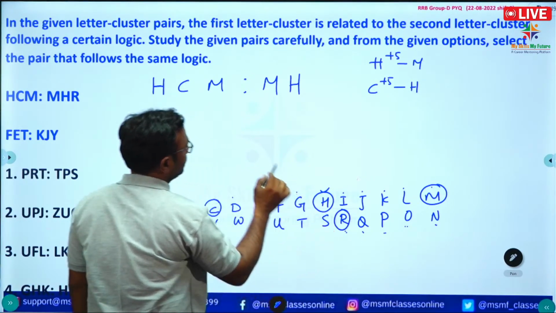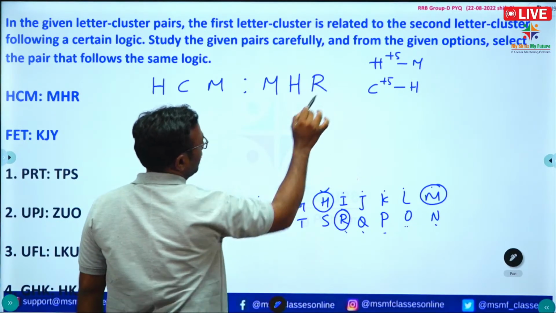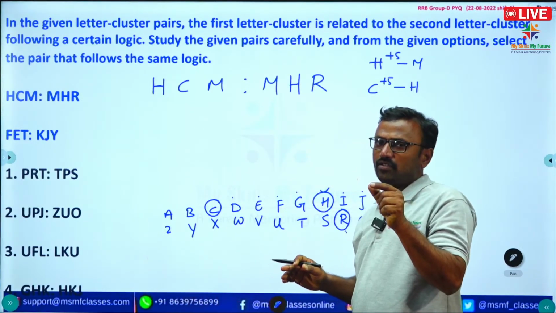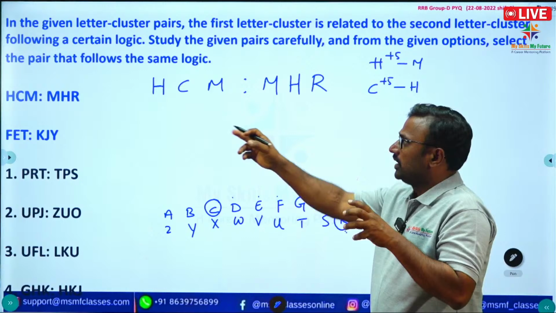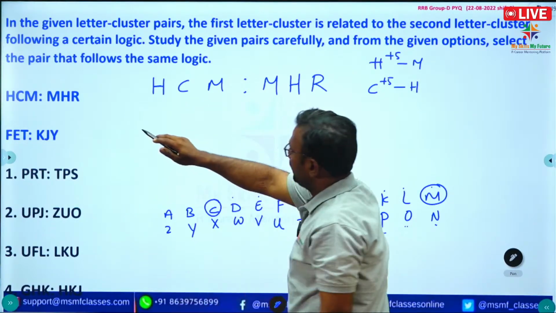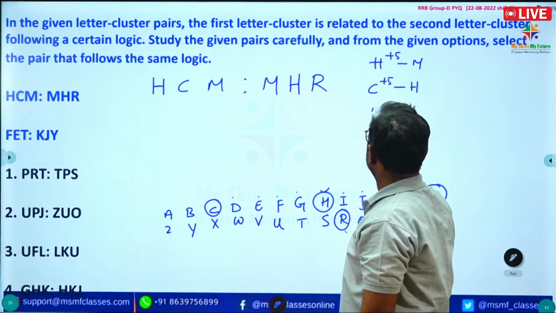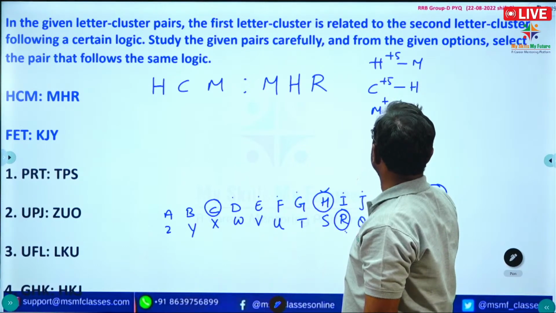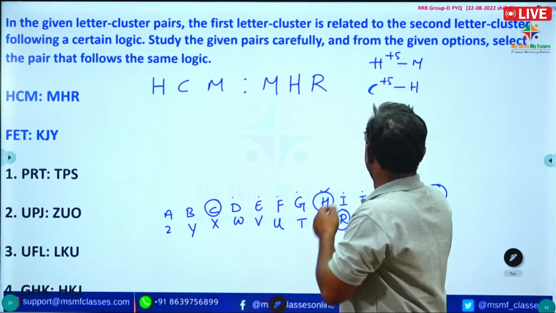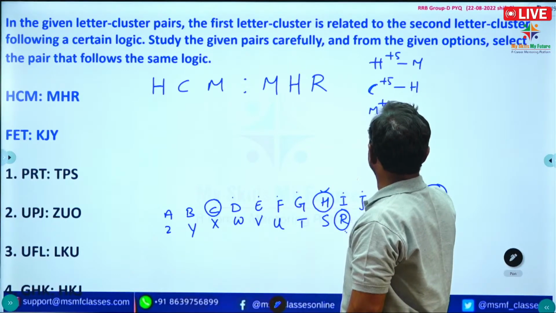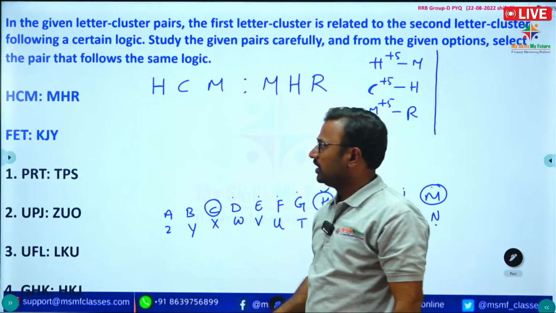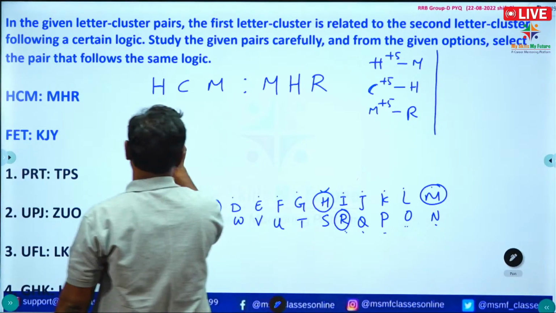R is written. So I hope you get the logic. What is the logic? Just add 5 alphabets to the code. H plus 5, C plus 5, M plus 5, we get M, H, R.